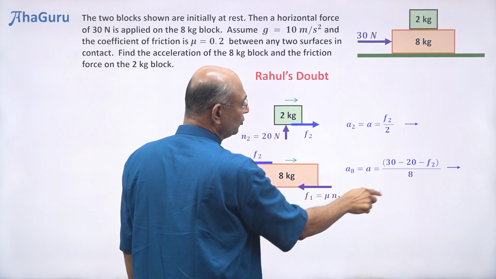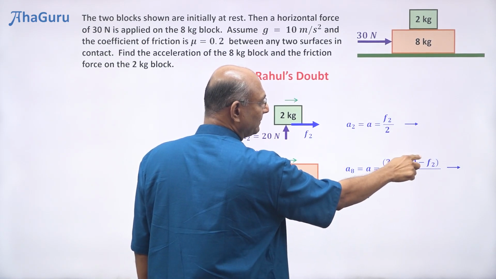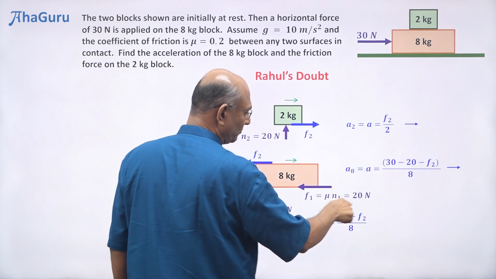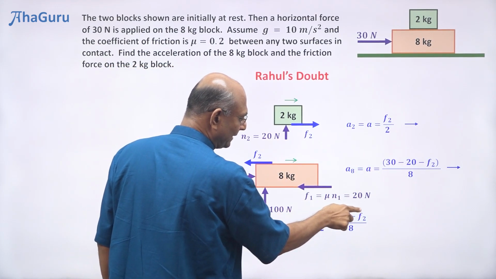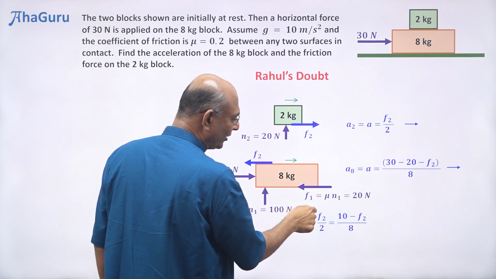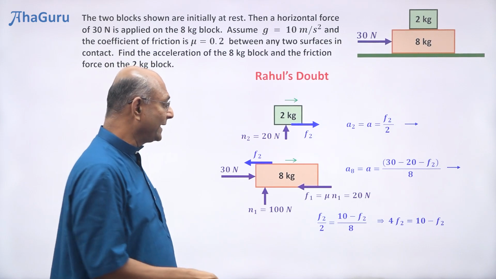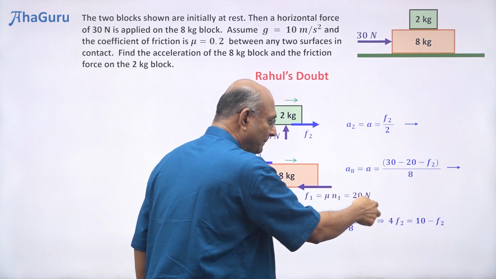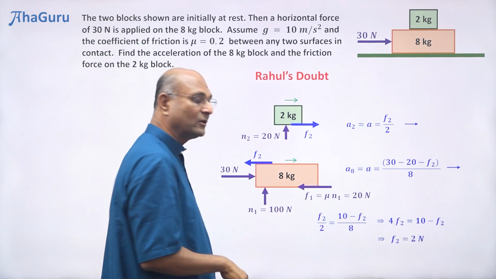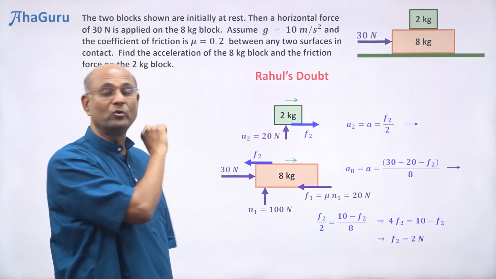So F2 by 2 must be 30 minus 20 minus F2 by 8. Well, that is 10 minus F2 by 8. F2 by 2 must be 10 minus F2 by 8. If I cancel this, it will be 4. 4F2 is equal to 10 minus F2. If I take the minus F2 to this side, I'll get 5F2 is equal to 10. F2 is equal to 10 by 5, 2 newtons.